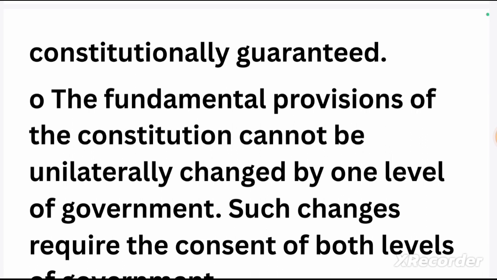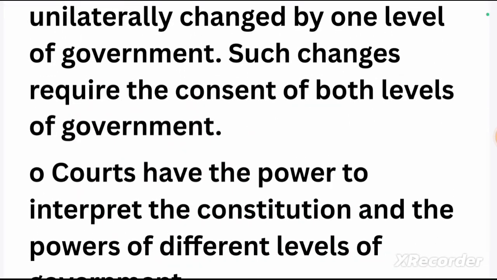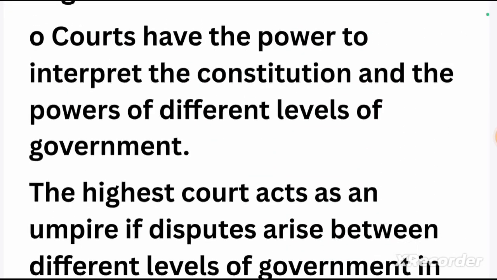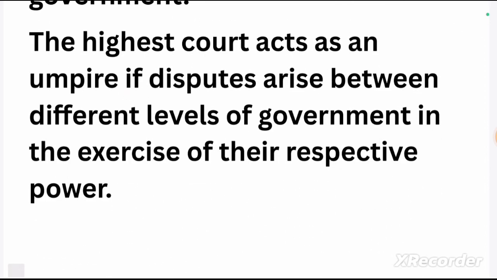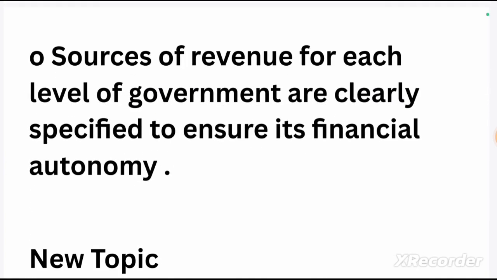The fundamental provision of the constitution cannot be unilaterally changed by one level of the government. Such a change requires consent of both the levels of the government. Courts have the power to interpret the constitution and the power of different levels of the government. Highest court acts as the umpire if the dispute arises between the different levels of the government in the exercise of their respective power. Source of revenue for each level of the government are clearly specified to ensure its financial autonomy.